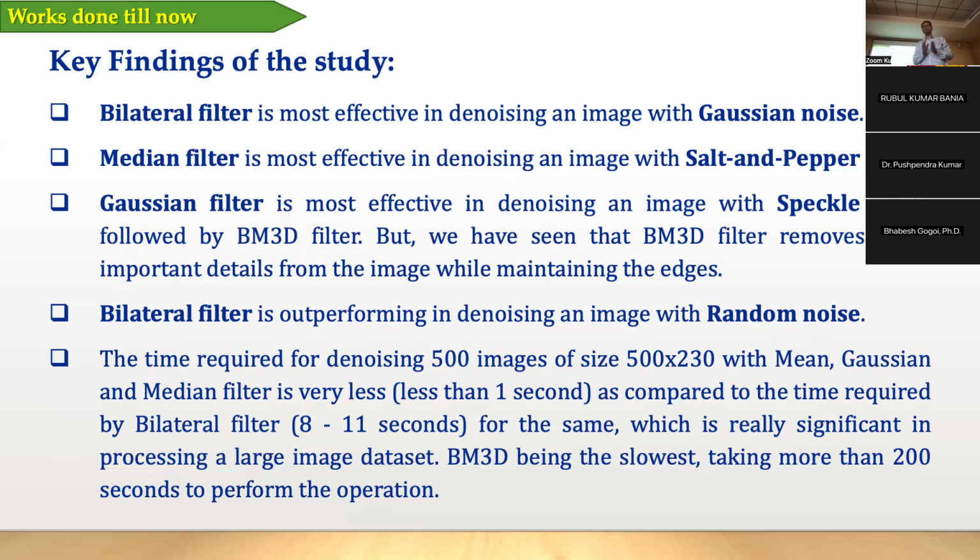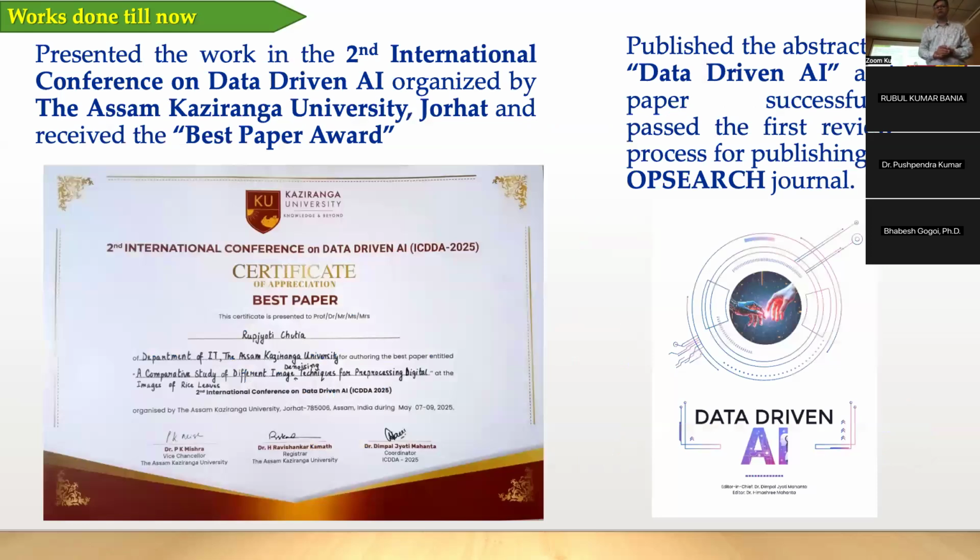And BM3D is the slowest one, because it is taking more than 200 seconds to perform the same task of denoising 500 images of 500 by 230 pixels. So these are the key findings of the study, and this work was presented at the Second International Conference on Data-Driven AI, organized by Assam Kaziranga University, Jorhat, and I received the best paper award.